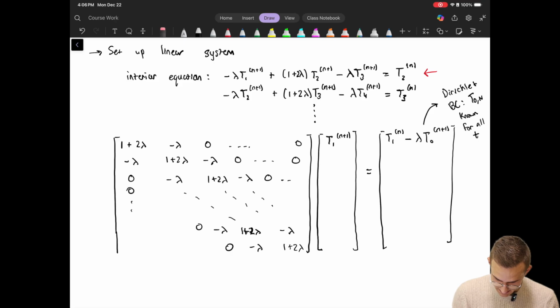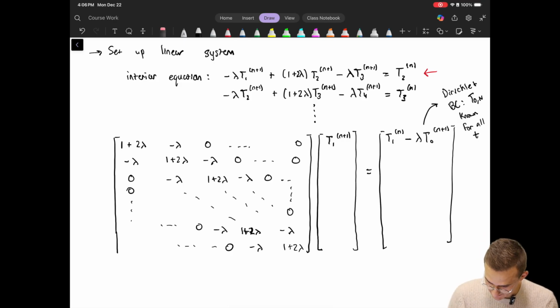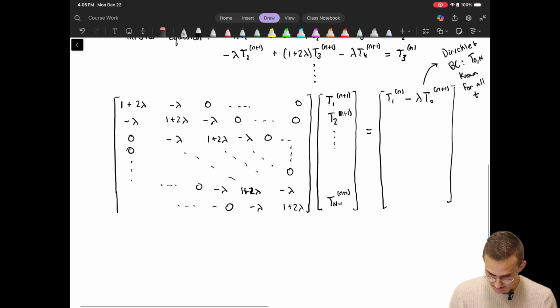These zeros continue down, and these zeros continue over that way, and there's a 0 here, and that goes that way. Okay, so hopefully that's not too messy. Then we have t2 here, at time step n plus 1. That continues down until we have tn minus 1, where we have n plus 1, or n minus 1 interior points.